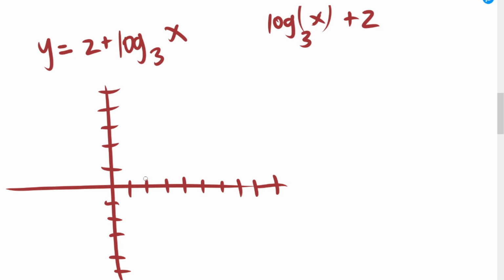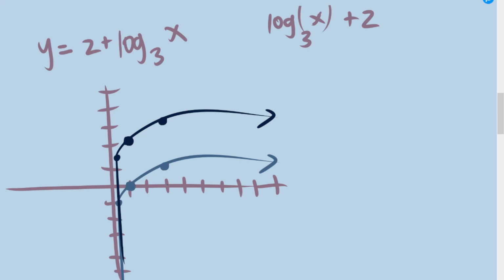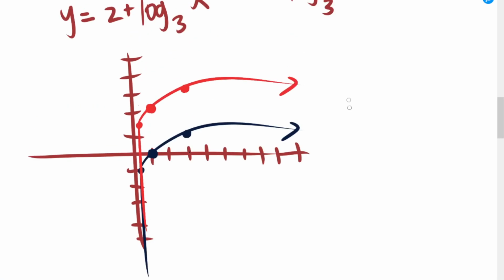So we will graph the parent graph, which is we always start at 1, 0, and then we go to the base, which is 3, and then 3, 1, and then about 1/3, -1. We'll have an asymptote at x equals 0 with our parent graph, and then we have the plus 2, so we'll do 1, 2. This does not change our asymptote, so what we'll end up with, let me color this different, is this red one.